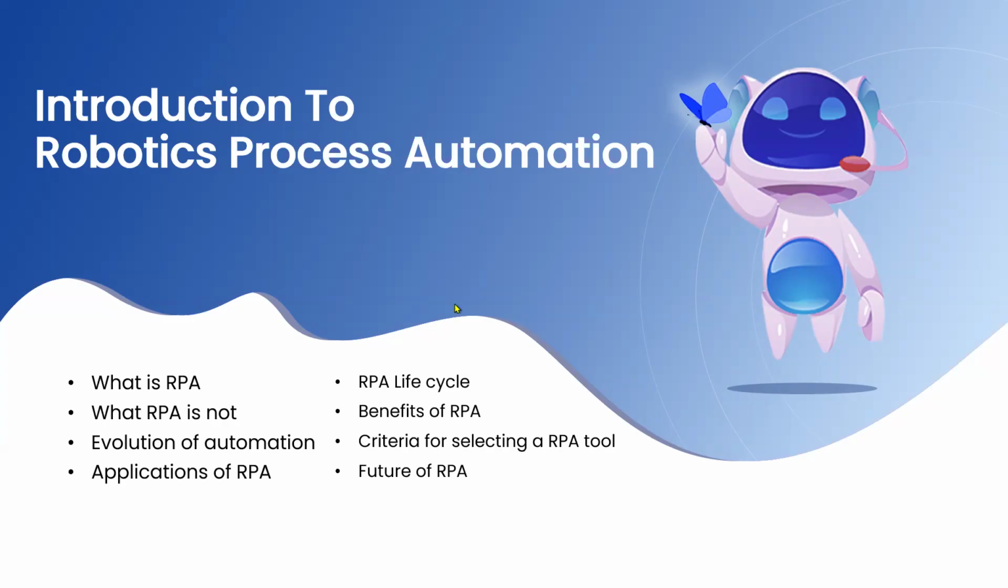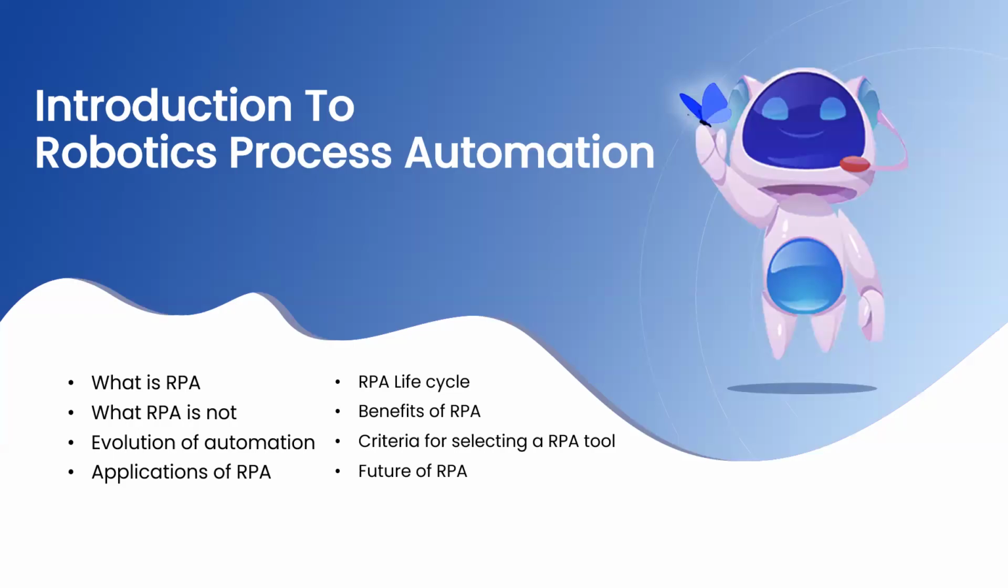Then after the RPA life cycle, we're going to go for the benefits of RPA. Whenever you get a process, how are you going to decide whether you're going to automate it or not? Only if the process benefits from your automation will you automate. It's not necessary that if a process can be automated, it should be automated. Always remember that there should be some benefit from that automation. Otherwise, you should not automate it.